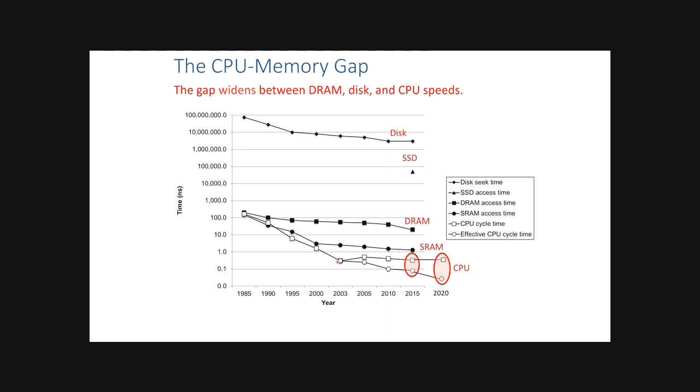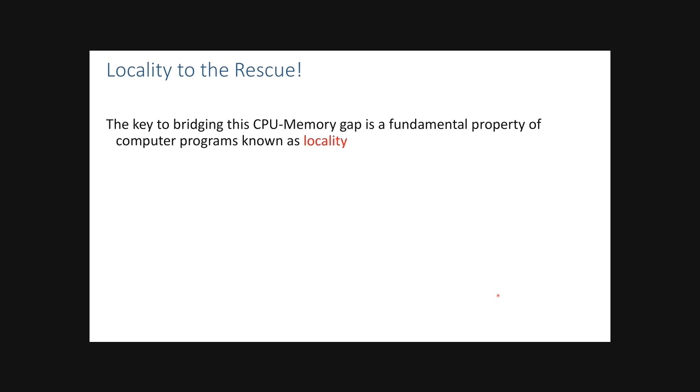Even back in these days when there was this gap, the designers of the machines discovered something about programs that really helps us here to still be able to let the CPU work as fast as it can. And so this is called locality. So it's the key to bridging this gap between CPU and the various levels of memory.